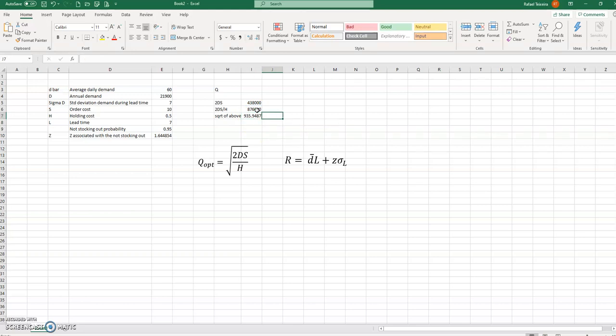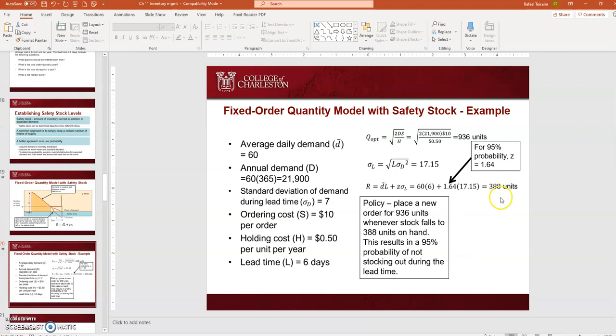So this is, every time I place an order, I order 936 units. So this is what these slides have, 936 units.